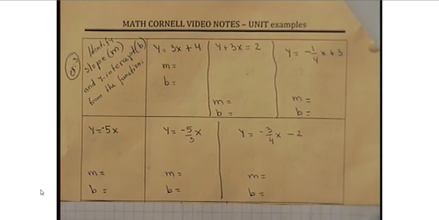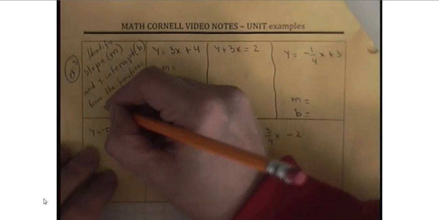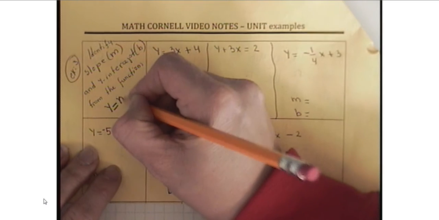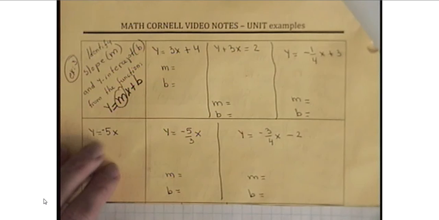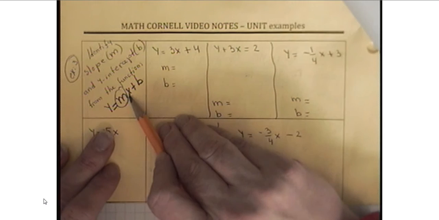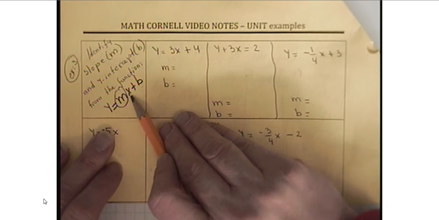So next couple examples are very quick ones. We just need to identify, if we have a given equation, what is the slope and what is the y-intercept? And we know that the general formula is y equals mx plus b. So basically we have to look for the number that goes along with x. This will be m. And the number that is added or subtracted will be b.